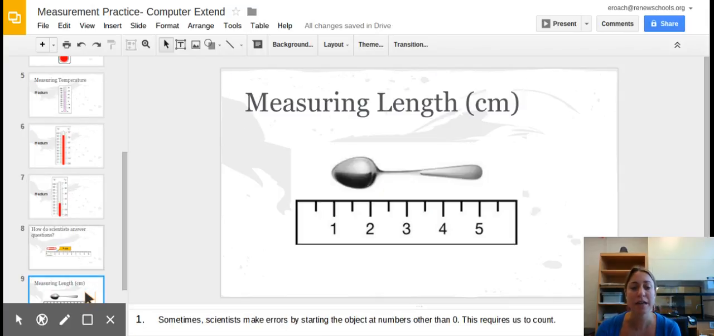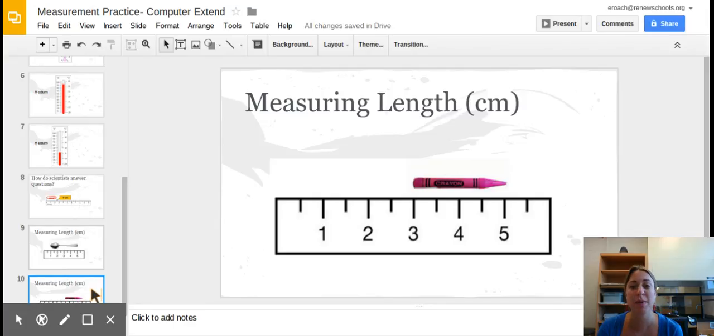But sometimes scientists make errors by starting the object that you are measuring at a number other than 0. In this instance, this person started at the number 1. If the person makes that error, you can count the number of centimeters to the end. 1. That was a whole centimeter. 2. That was a whole centimeter. 3. That was a whole centimeter. 4. That was a whole centimeter. This spoon on this ruler, it must be a baby spoon, is 4 centimeters long. I could also solve this problem by taking the biggest number, 5, minus where it's starting, 1. 5 minus 1 is 4 centimeters long.